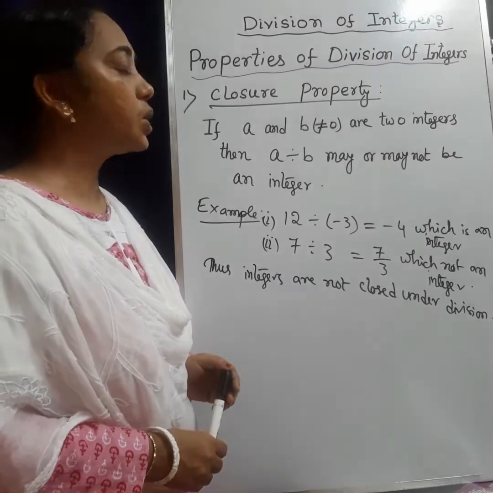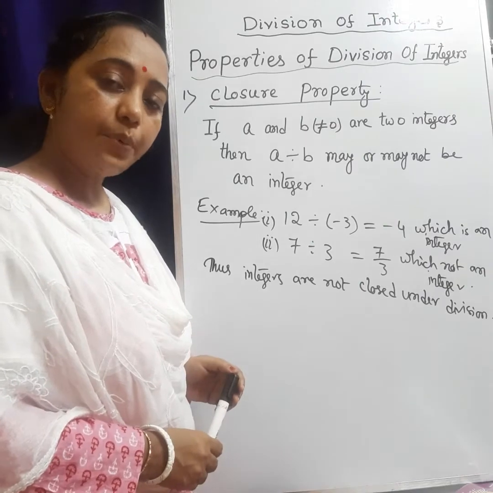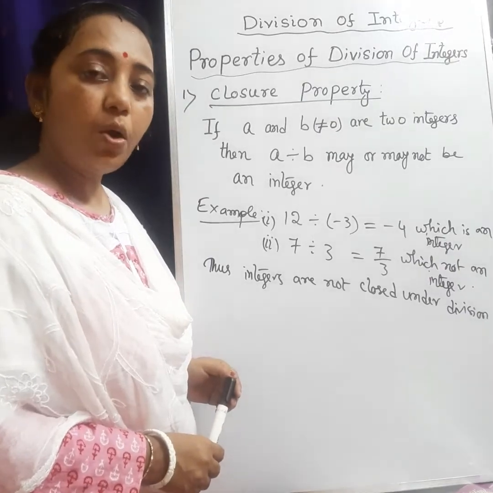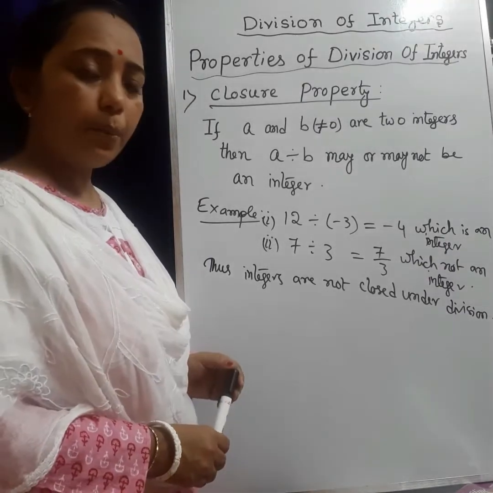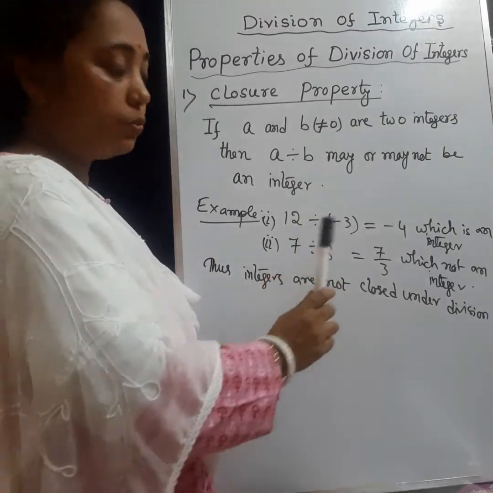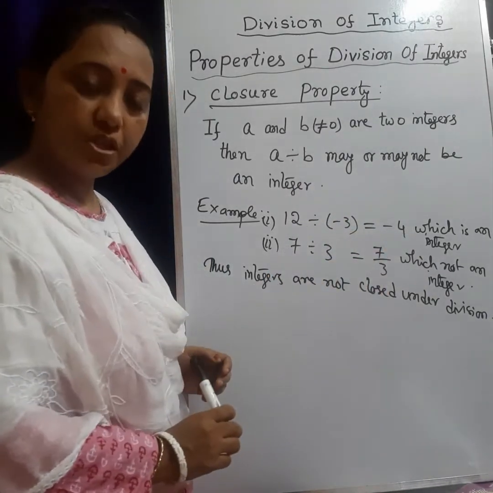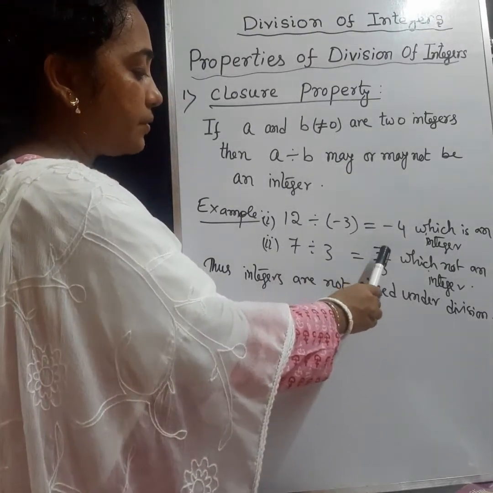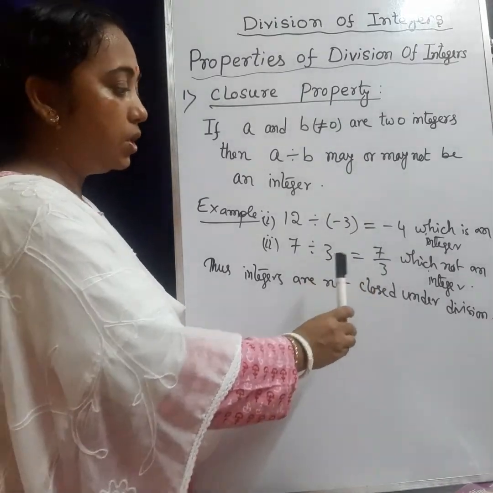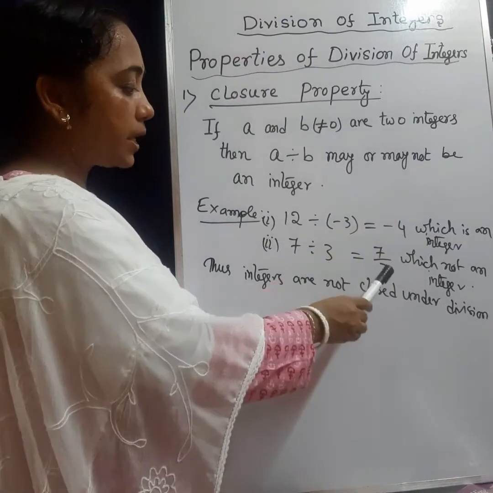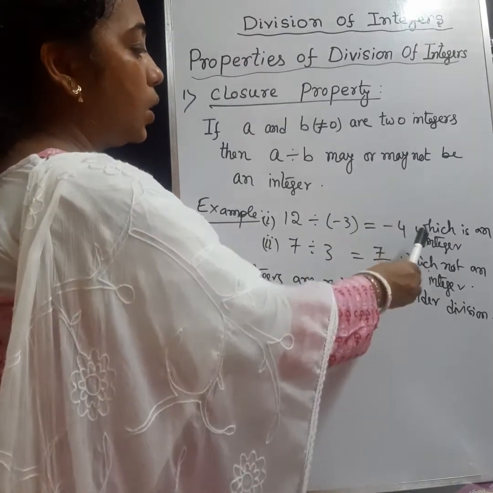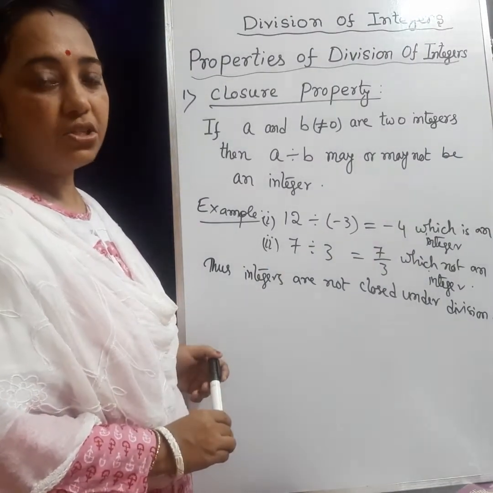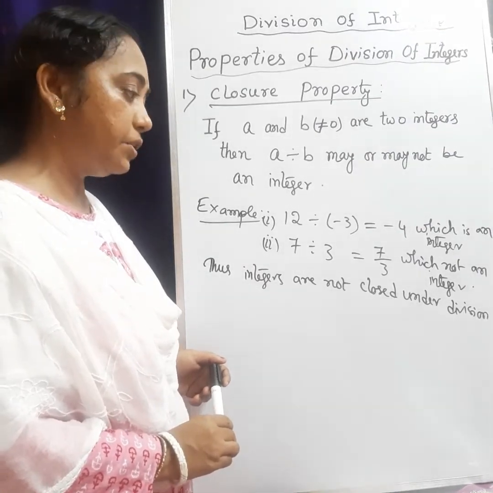The first property is the closure property. If a and b, not equal to 0, are any two integers, then a divided by b may or may not be an integer. For example, if we divide 12 by minus 3, we get the quotient minus 4, which is an integer. But if we divide 7 by 3, we get the quotient 7 by 3, which is not an integer. So in both cases we are getting two different results. In the first case we get an integer, in the second case we do not. So we can say that integers are not closed under division.